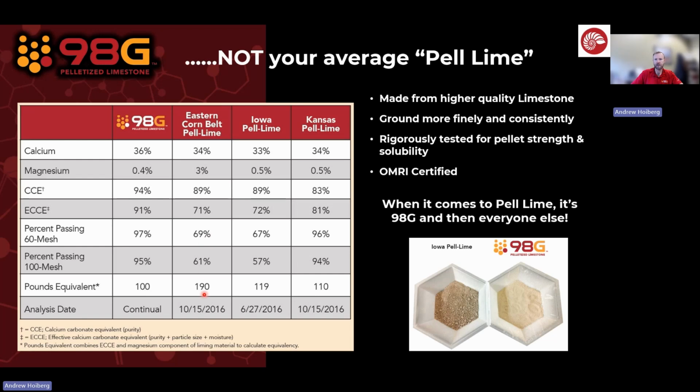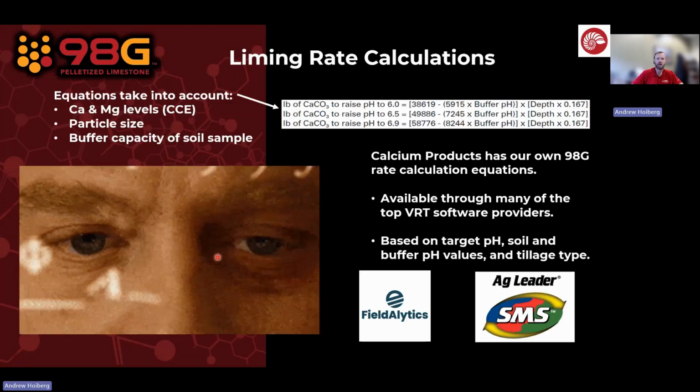We also have these pounds equivalent things down here, and what that does is it factors in the magnesium value. So again, if we look at magnesium being something that slows down the reaction and requires more material to get put out, that's why you see that big difference here in the application rate, especially for this one particular pelletized limestone. This information is all available on that limestone map that I showed earlier as well.